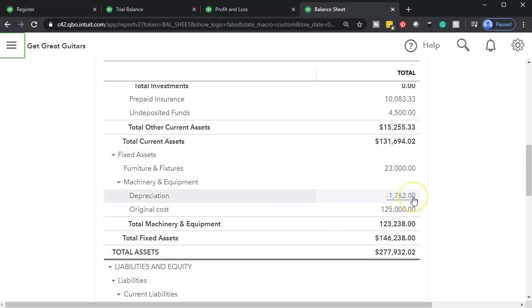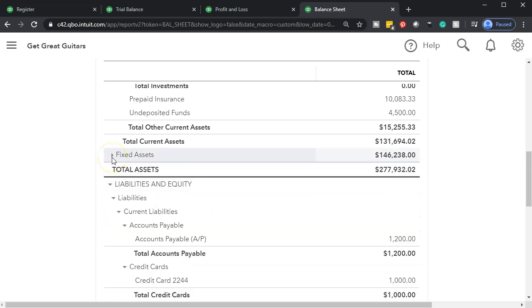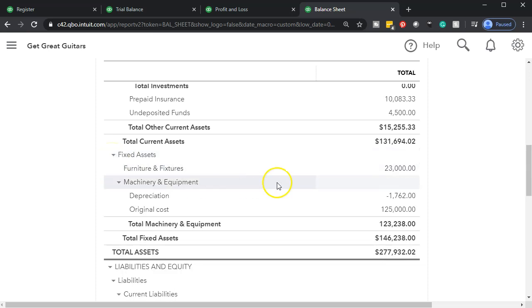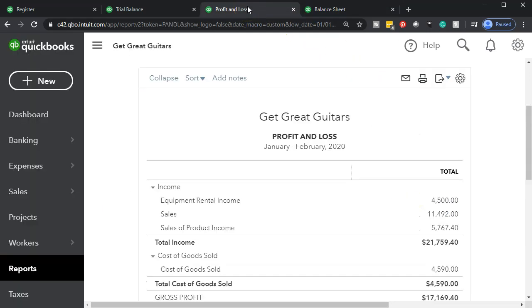But in any case, you'll see this is a negative number here. That's why it's a contra asset account. So it's actually bringing the book value down. So the book value here of all the fixed assets, is going to be that, right? Which includes the 23 minus this number plus the 125. So it's bringing down the book value. The other side is going to be the expense recorded on the P&L, or the profit and loss.